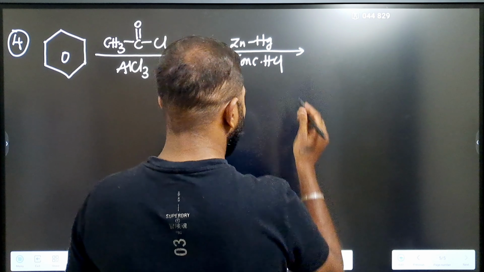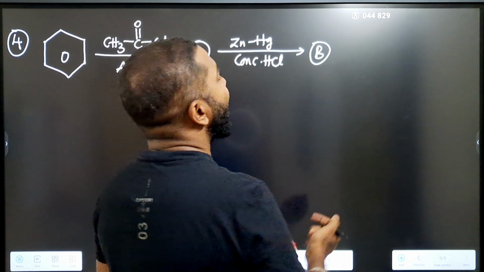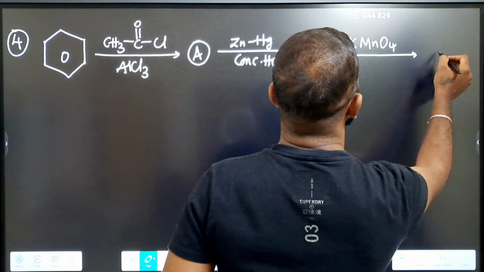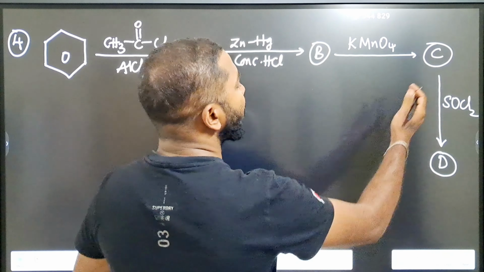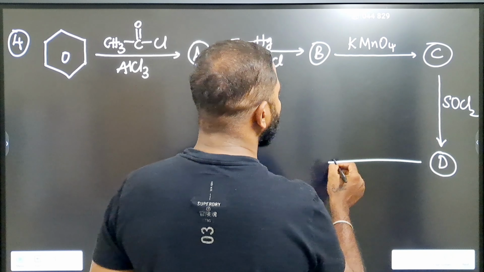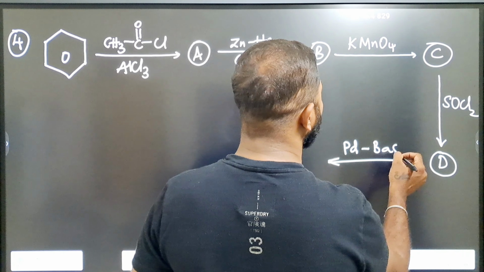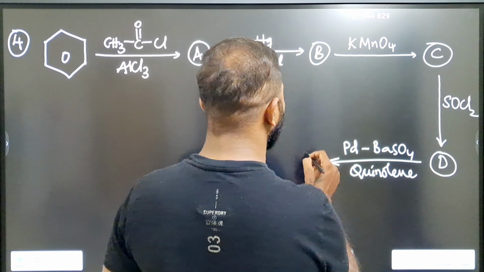concentrated HCl. Okay, this is so famous. Hope you remember this reaction. So we have got B, and then to this B we are adding KMnO4. So we have got C, and then to this compound C we are adding SOCl2, and then this is going to give us compound D, and then this compound D further reacts with palladium BaSO4, and then in the presence of quinoline, and then it is going to give us E.